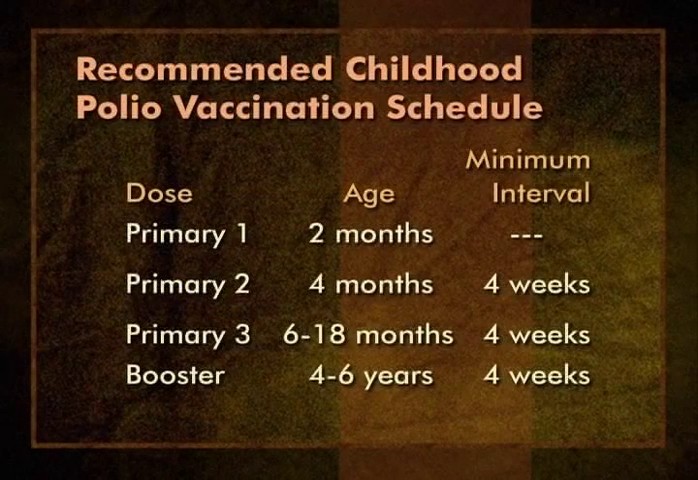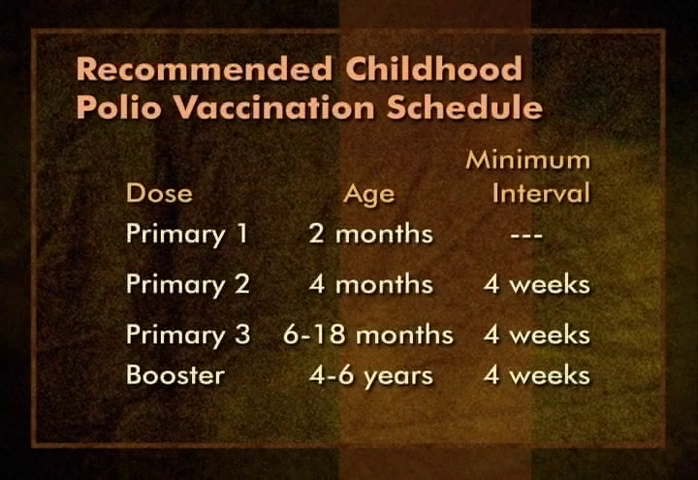The schedule recommended by the ACIP and the American Academies of Pediatrics and Family Physicians is four doses of IPV beginning at 2 months of age. The first dose may be given as early as 6 weeks of age. The second dose should be given at 4 months of age, and the third may be given as early as 6 months of age. A fourth dose of IPV is recommended at school entry at 4 to 6 years of age.